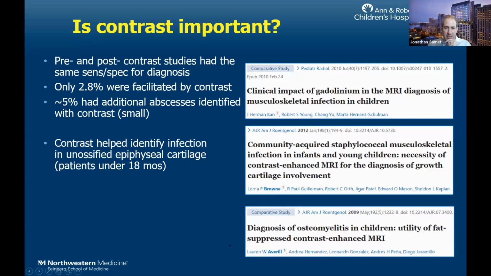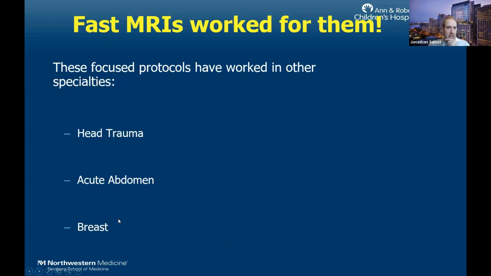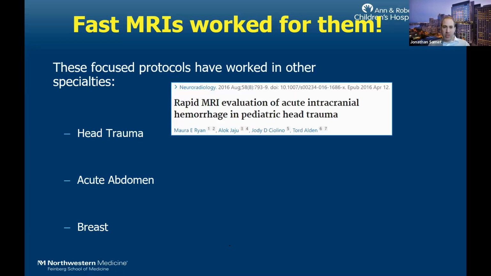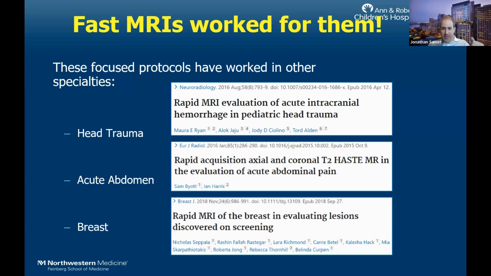There's another study that showed the diagnosis of osteomyelitis using just fat-suppressed contrast enhanced images. Contrast did not change the sensitivity and specificity, but they found that it helps the confidence of the radiologist. So that's an important thing. And they said it does help with abscesses. So we know that rapid imaging has worked in head trauma, right? We know it's worked for appendicitis. We know it's worked in breast imaging, okay?